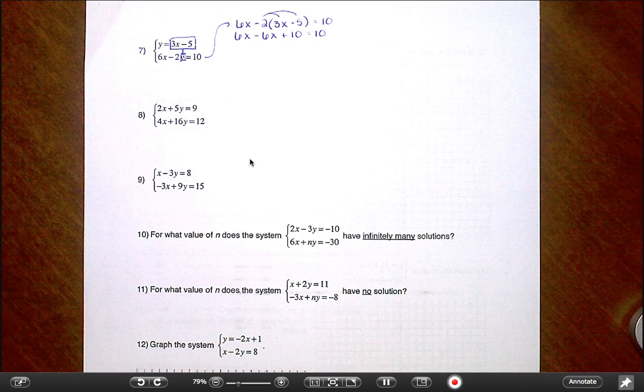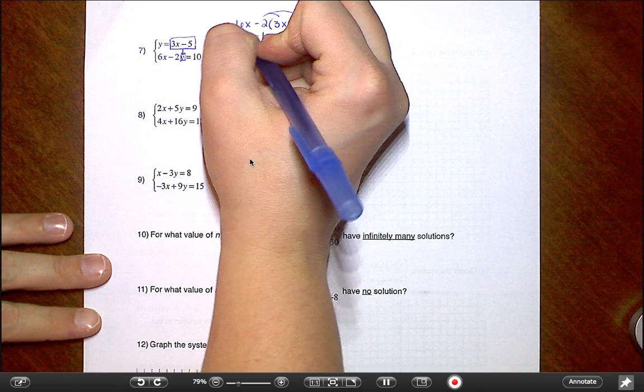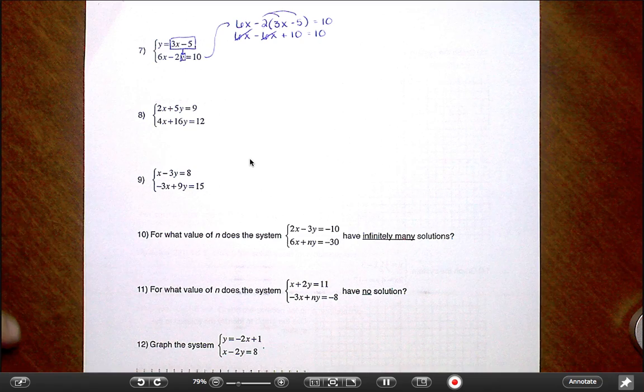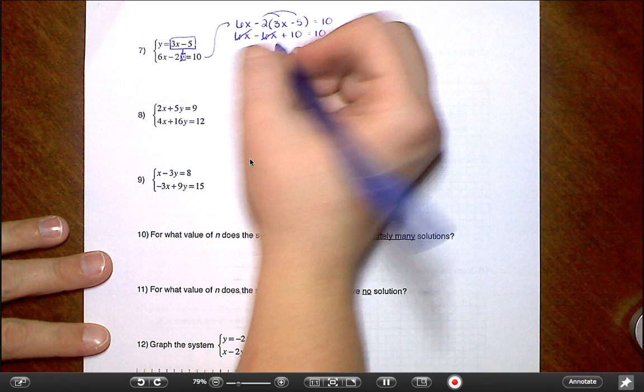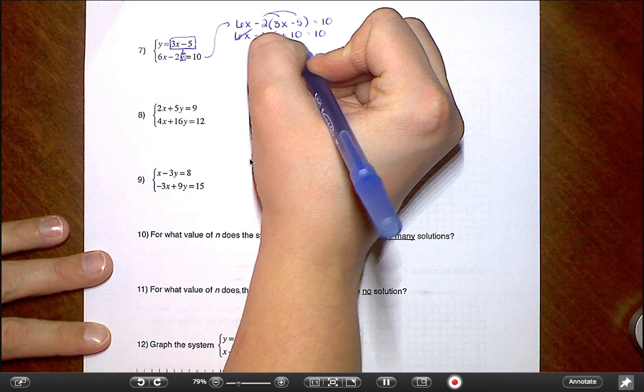Now something sort of unique happens here. You'll notice when we go to combine our like terms, our x's actually cancel out. Okay, that doesn't happen a lot, but it did here. And so what we're left with is just 10 equals 10.